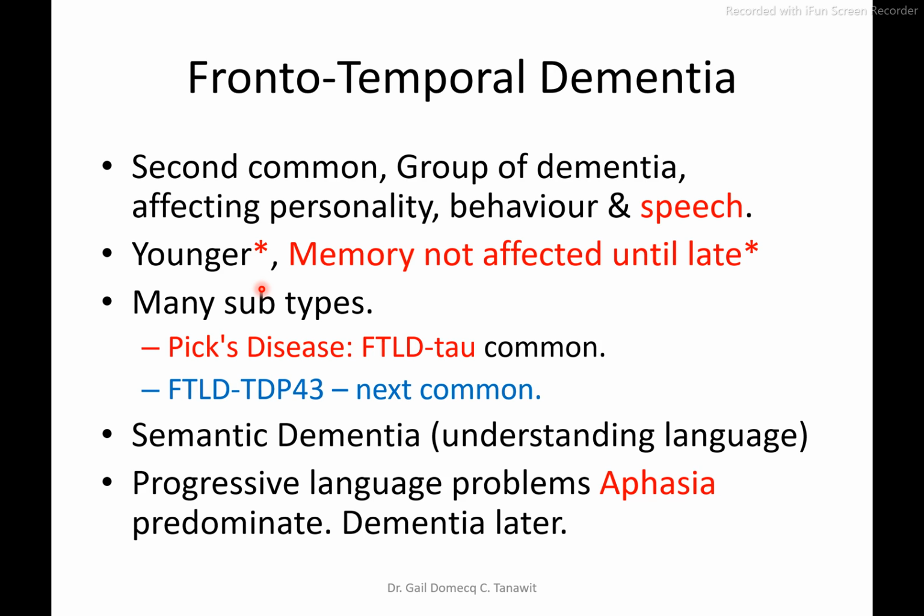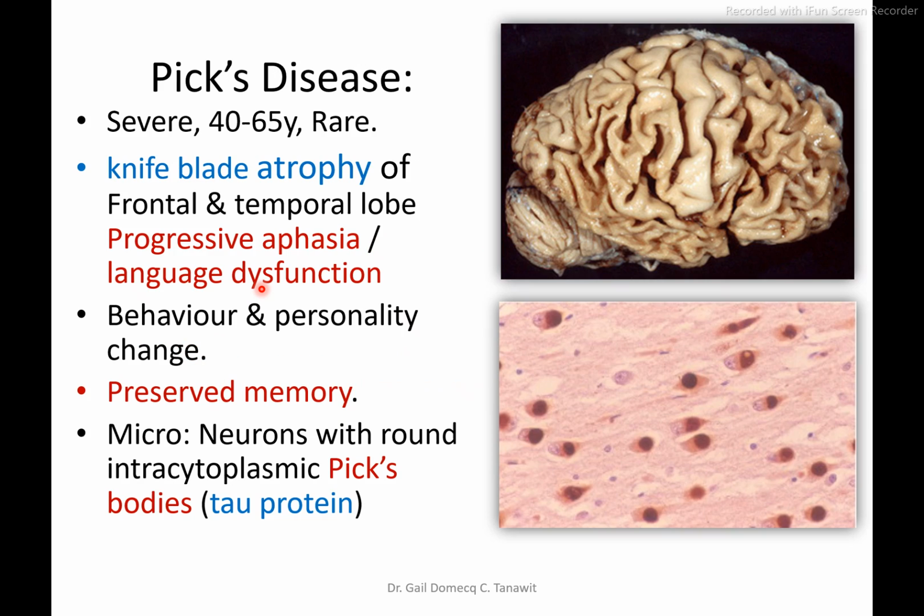Sometimes, like your Pick's disease, you have your FTLD tau. The next would be your FTLD TDP-43. The next common would be the semantic dementia. With progressive language problems, aphasia would predominate, and later on lead into dementia. So this is your Pick's disease. Usually it's severe.